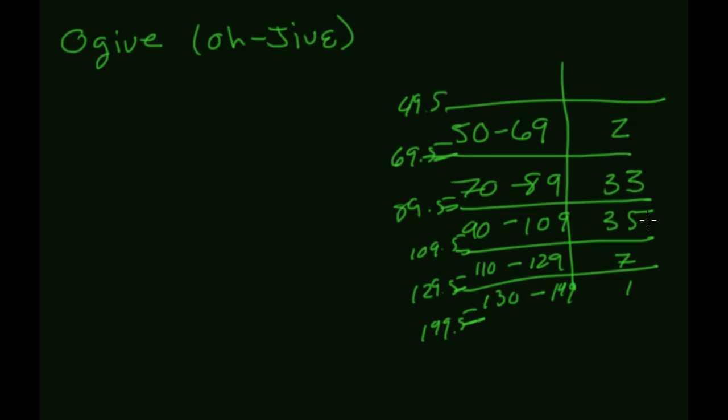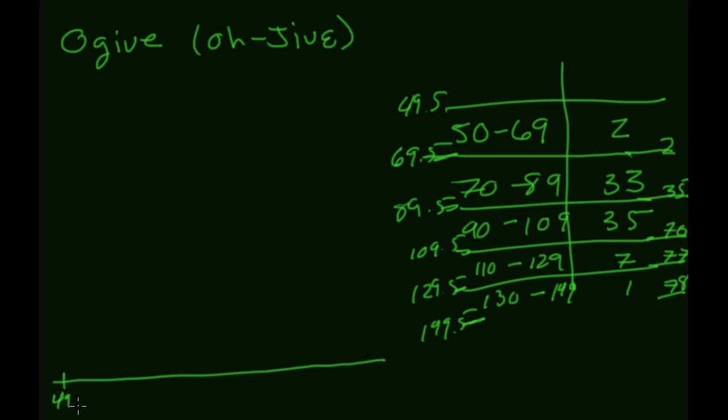And we want to look at how many people are less than that breakpoint. So here there's 2. Here, less than this breakpoint is 35. Less than this breakpoint is 70. Less than this breakpoint is 77. Finally, 78. So when you build the ogive, you're talking about cumulations.